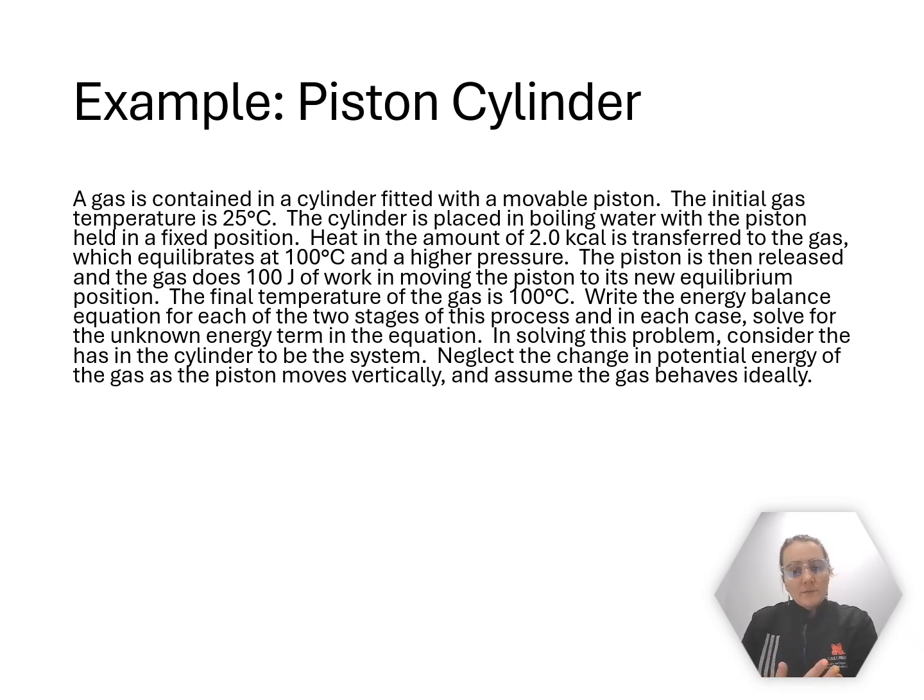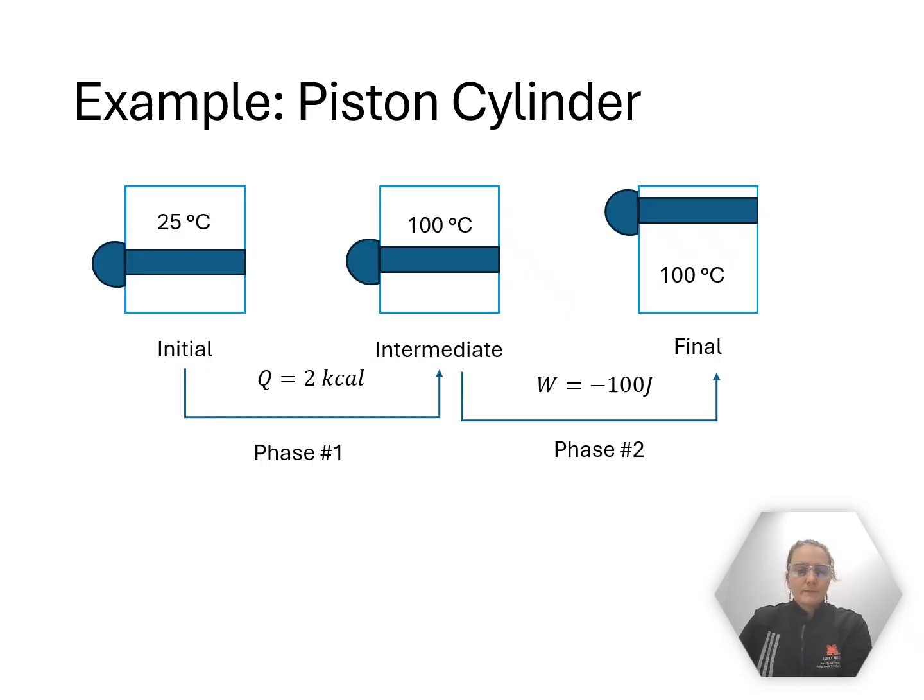Okay, so a couple things before we start this problem. There are a couple things that will tell us initially some things that we can cancel. We're going to neglect the change in potential energy as the piston moves vertically. So we know that there's going to be no potential energy term. And if the gas is behaving ideally, that might tell us something else about the system as well. So let's take a look at how we would solve this problem.